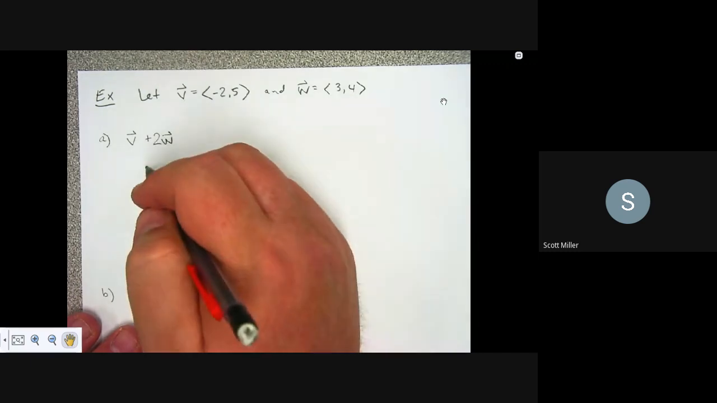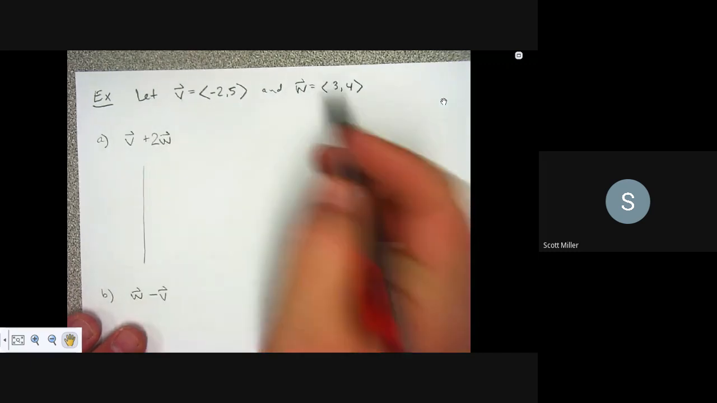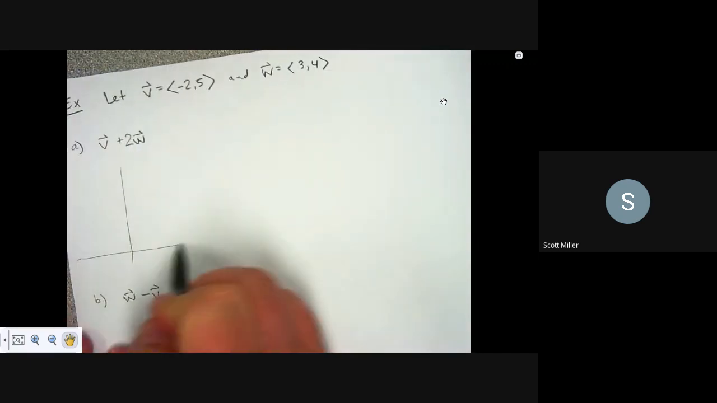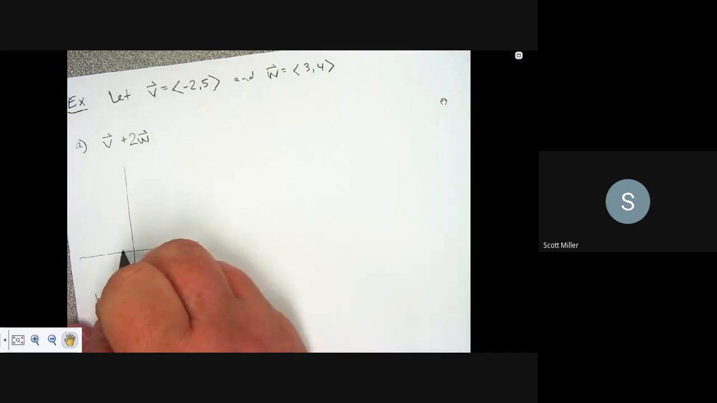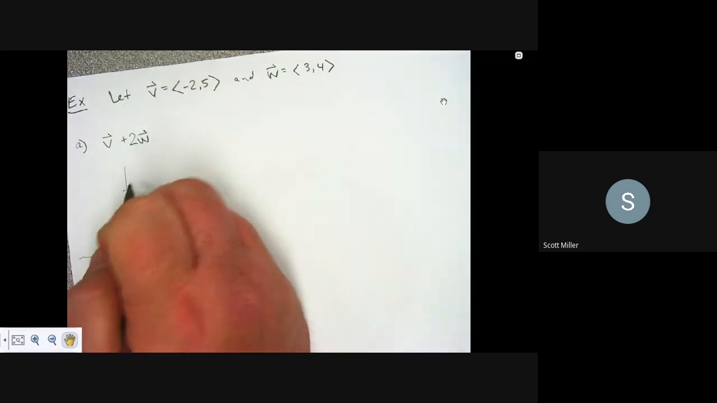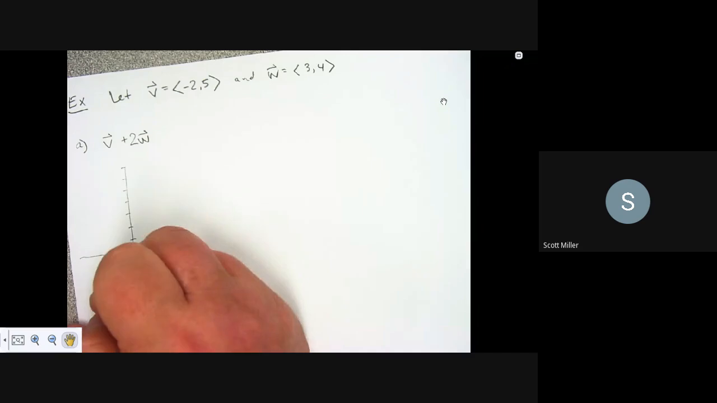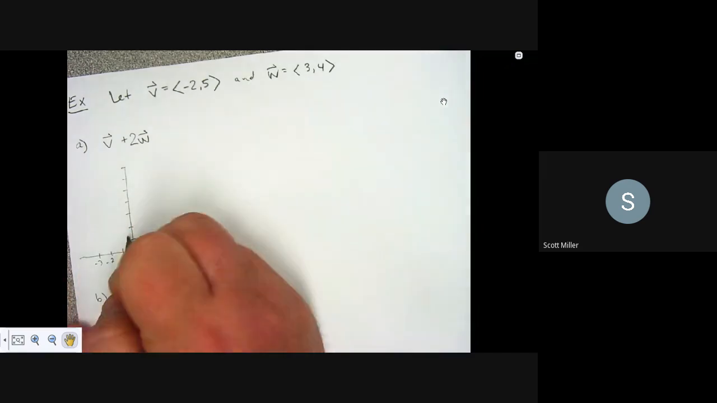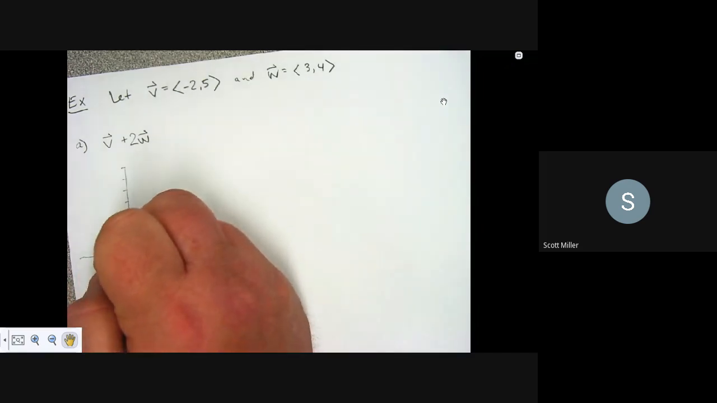So in our visual, we need to graph the two original vectors. And I'll just do a quick little sketch here. So this will be 1 and -1 and -2 and -3. We're going to go by 2's up here.